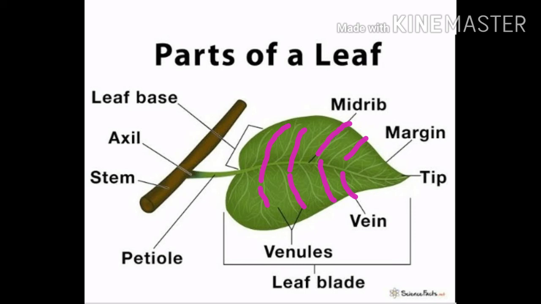The veins carry water and food to all parts of the plant. The leaf has many tiny holes called stomata. The plant breathes through the stomata.